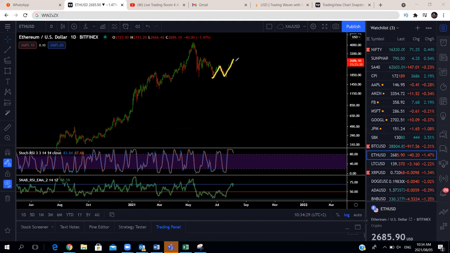So we are going to expect this to give us a 3-wave pullback and another 3-wave push to the upside here. Let's draw it properly. We've got this one here already. We can get another one doing that, so that can be a double correction here. So for now, we're looking at this pullback. This is where we are. Let's look at it on the 4-hour.